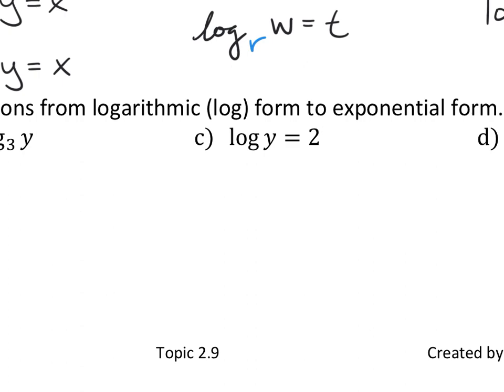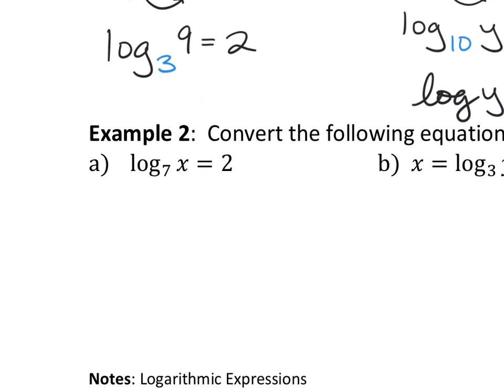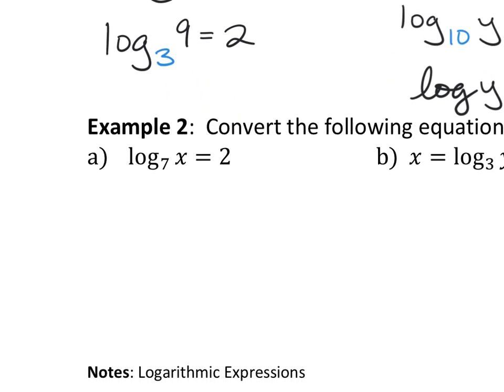What if I want you to go the other way? I have all of these expressions, and I want you to rewrite them in exponential form. But the rules are still the same. The base never changes. So the base here is 7. That's going to become my big base. And then I loop the other two numbers or letters, which means this is going to be 7 squared equal to x. Base stays the same. We loop the others.